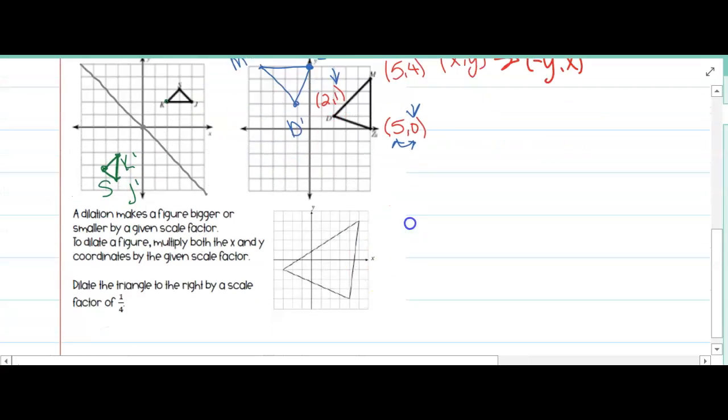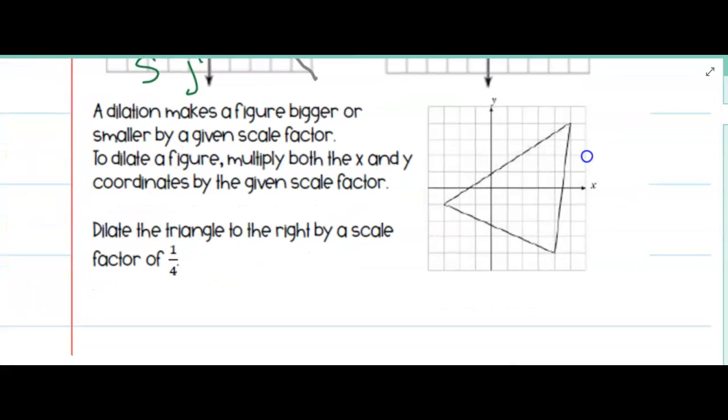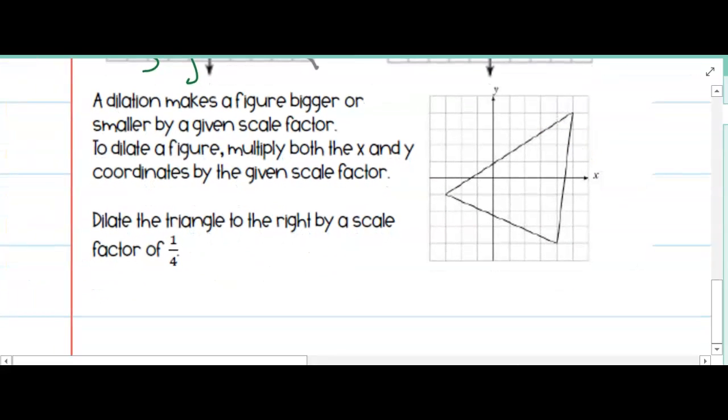Okay, so our last one, and I didn't add this on the left-hand side there, and this is a really simple way to think about this, is called a dilation. A dilation makes a figure bigger or smaller by a scale factor. If the scale factor is bigger than 1, it's going to make the figure bigger. If the scale factor is 2, it's going to make the image twice as large as the pre-image. If my scale factor is 1/2, it will make the image half as big as the pre-image.